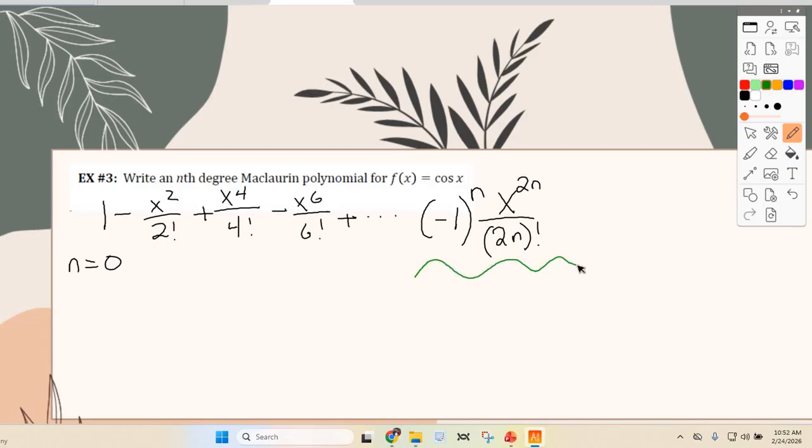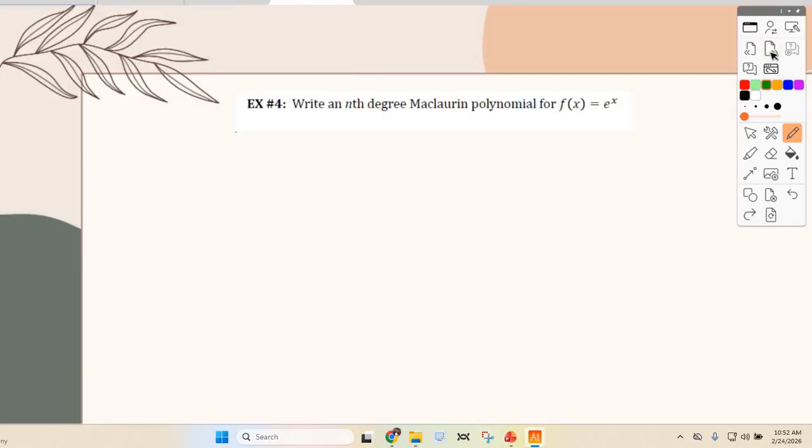You need to know this: the general formula for your Maclaurin series of cosine. We also need to know the general formula for e to the x and sine of x, which we're going to talk about next. So speaking of, write the nth degree Maclaurin polynomial for f of x equals e to the x. Now this one we didn't do.